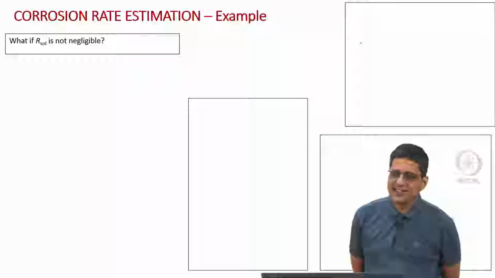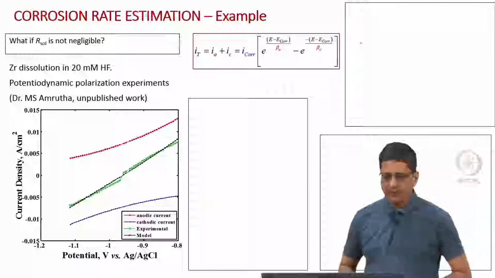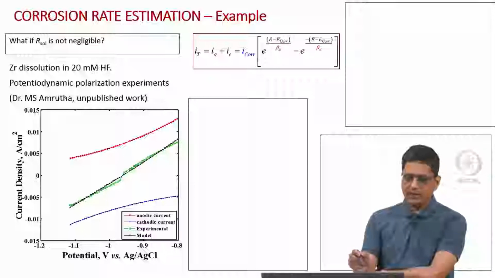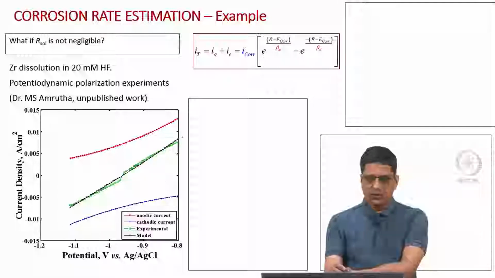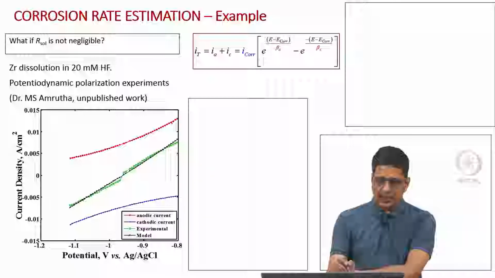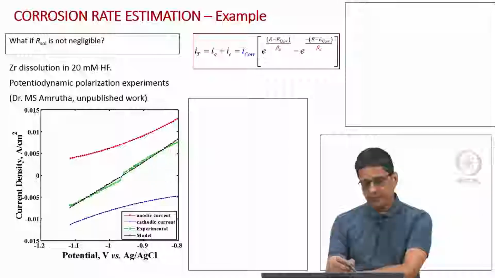So, if the solution resistance is not negligible, what happens is this. This is an example. These experiments were done by one of our research scholars: zirconium dissolving in solutions containing a small concentration of hydrofluoric acid. The green colored dots here show you the experimental data, and she has written her own code to model this. The anodic current is given by the red line, the cathodic current by the blue line, and the total current of course by the black line.